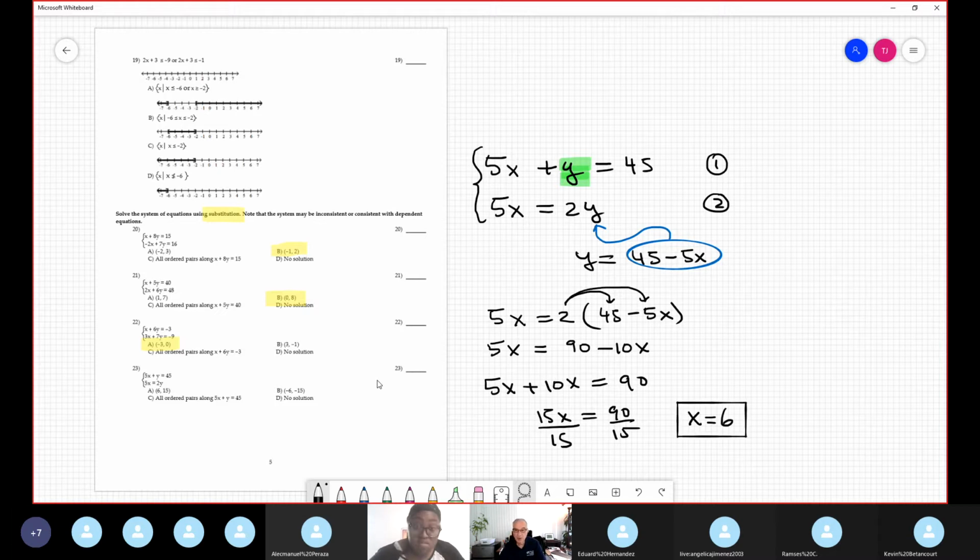In order to find the y value, you substitute this x here. So 45 minus 5 times 6. 5 times 6 is 30. 45 minus 30 is 15. This is the y value. And the solution is 6, 15. Let me see, yes again. Fantastic. Any question, guys? We are the best or no?